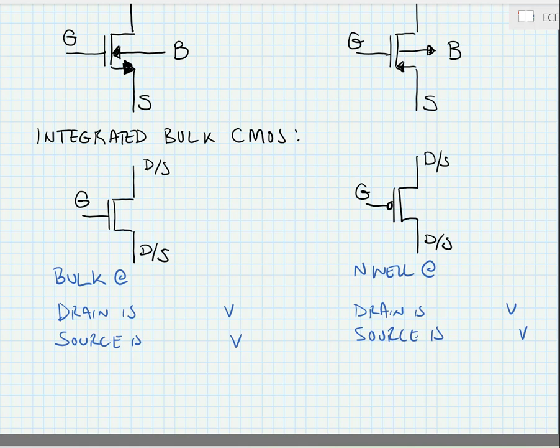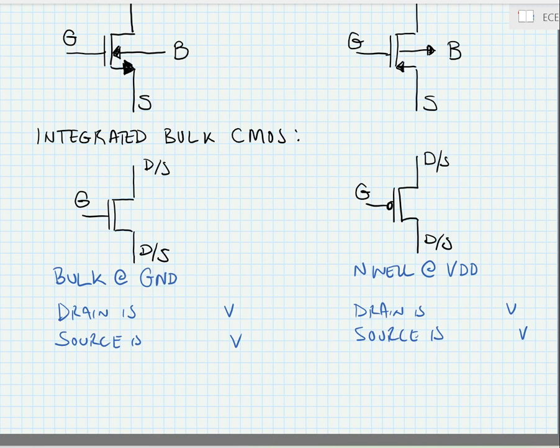For the PMOS, the bulk, or the N well, is held at VDD, the highest potential possible in the circuit. And for the NMOS, the bulk is held at ground. And this is to keep diodes from becoming forward biased. We have parasitic p-n junctions that could become forward biased if these connections aren't made.